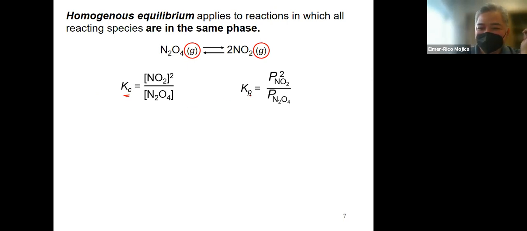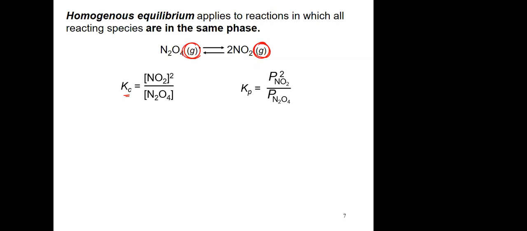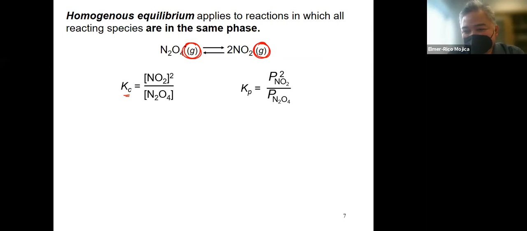Why do you think we can write this in terms of pressure? The answer is because it has to do with gas. It's in gas. Only gas exhibits pressure. So if you have the gas phase, you can alternatively write it in terms of Kp. Now the question is, what's the relationship between the two? Are they the same? Is one greater than the other?